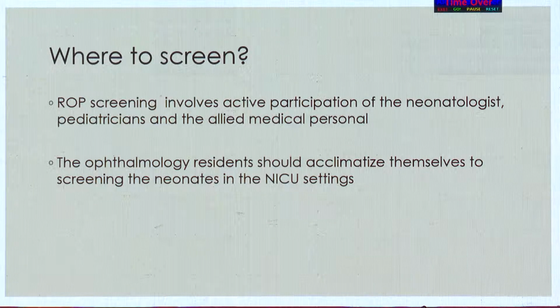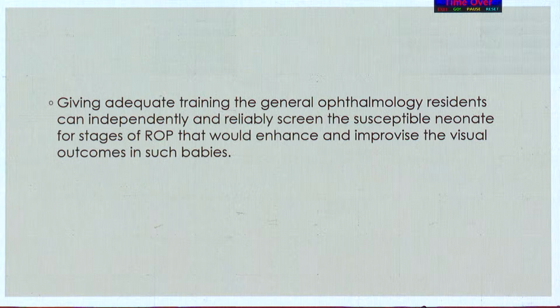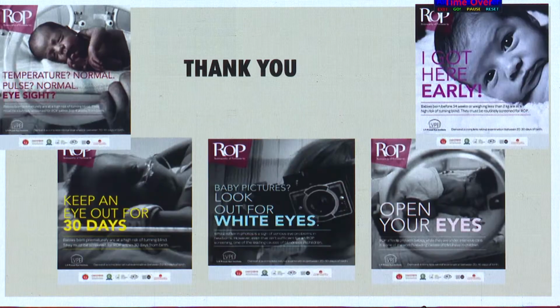So ROP screening also involves active participation of the neonatologist, pediatrician and allied medical personnel. Given adequate training, general ophthalmology residents can independently and reliably screen the susceptible neonate for stages of ROP, which would enhance and improve the visual outcomes in such babies.